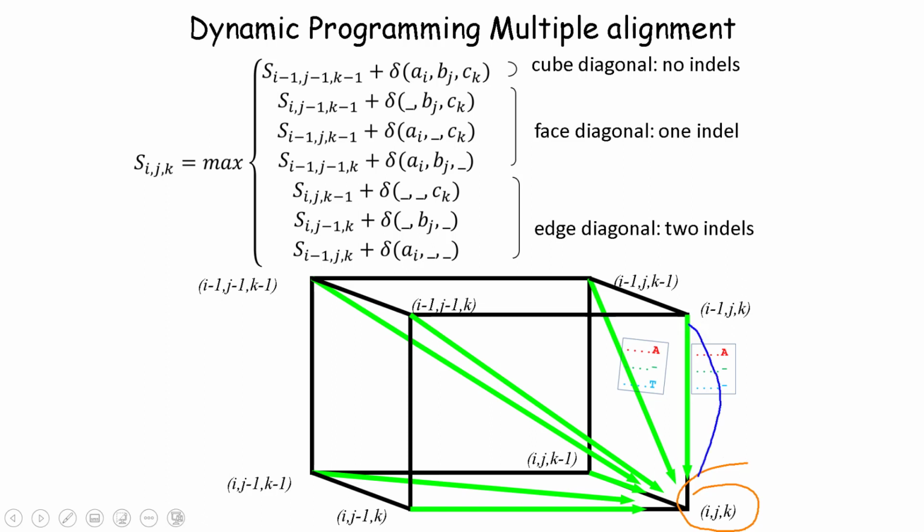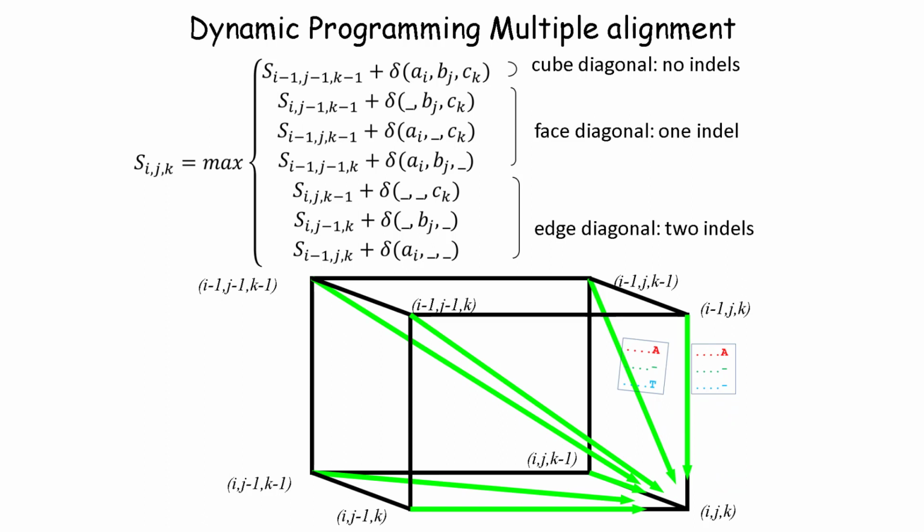For example, coming down along this edge would correspond to having A in the first sequence align with gaps in the other 2 sequences. Coming diagonally across this face would correspond to aligning A and T from the first and third sequences and having a gap in the second sequence. Coming from the main diagonal would correspond to aligning the residues A, G, T from the 3 sequences.